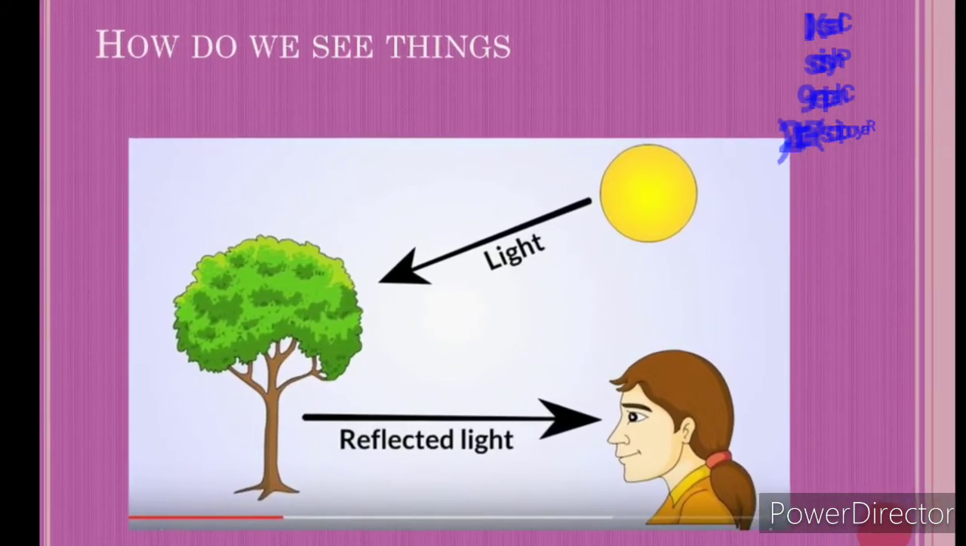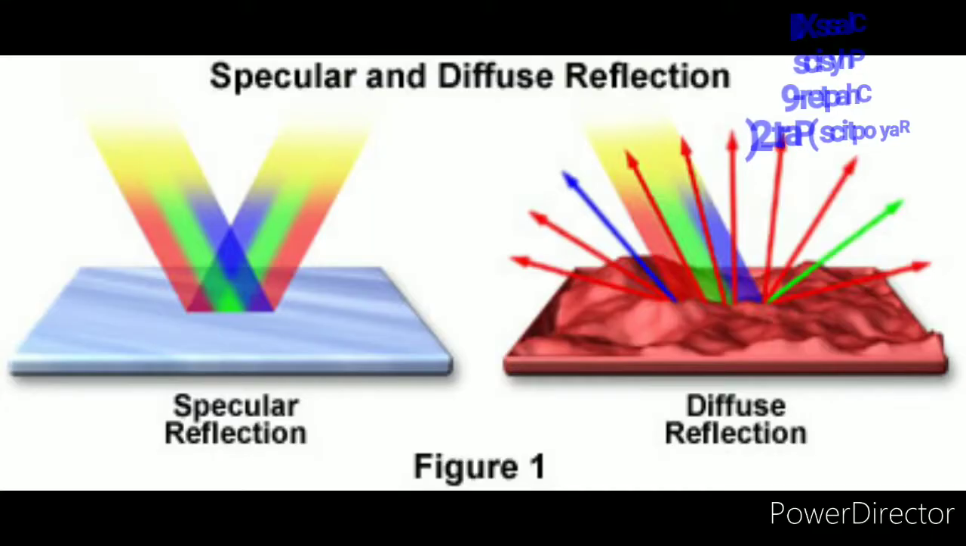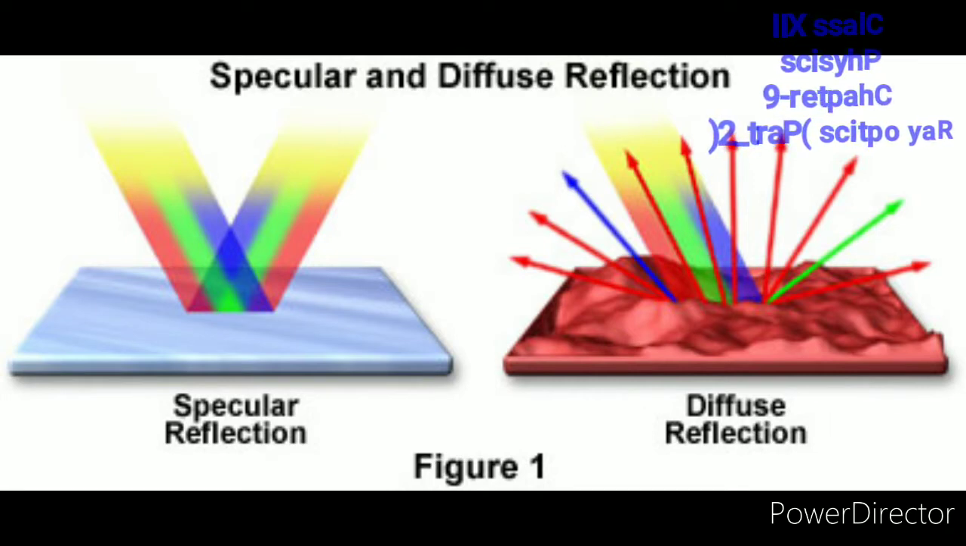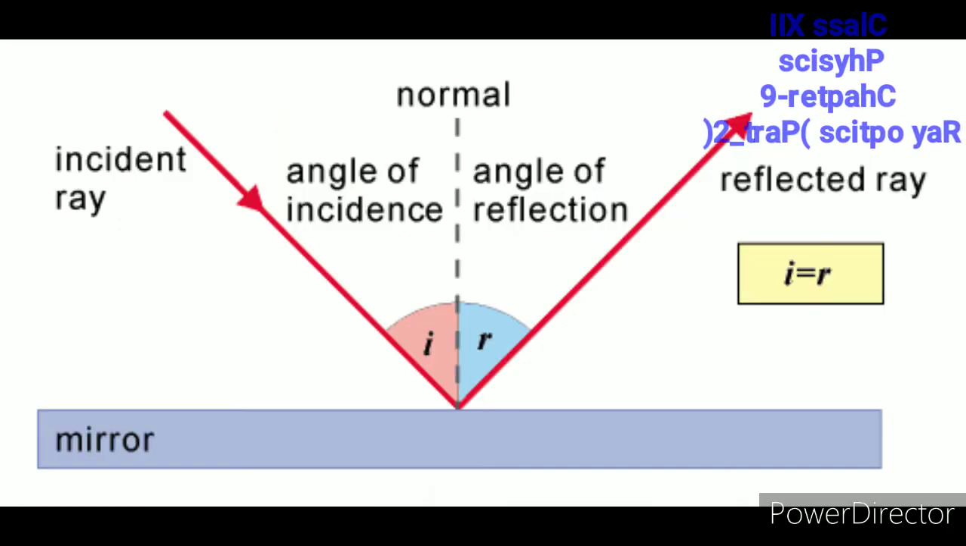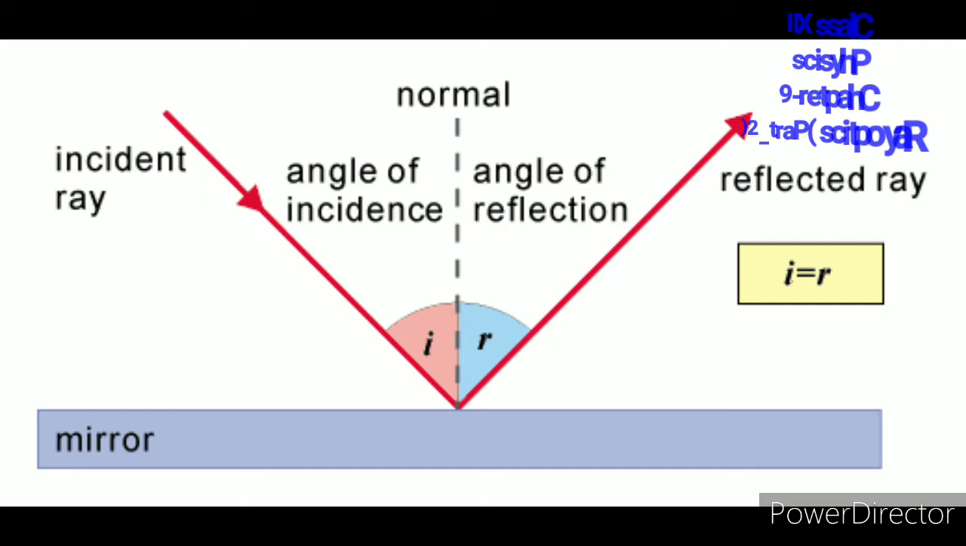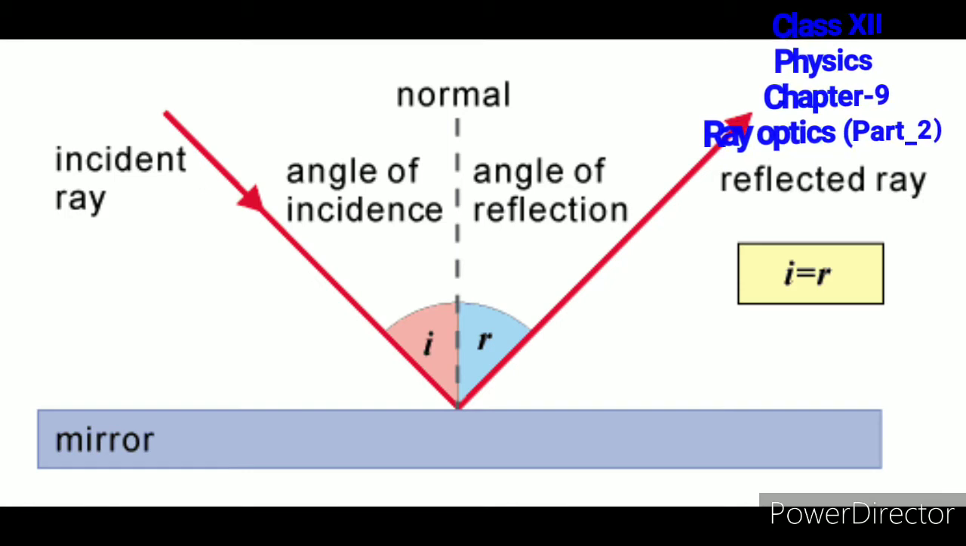First, the angle of incidence is equal to the angle of reflection. The angle between the incident ray and the normal is called the angle of incidence. It is denoted by I. Angle of reflection: the angle between the reflected ray and the normal is called the angle of reflection. It is denoted by R.